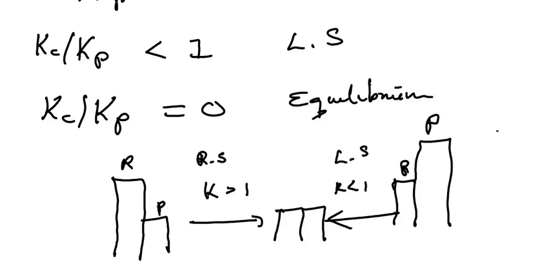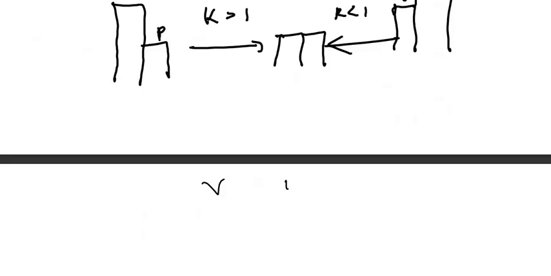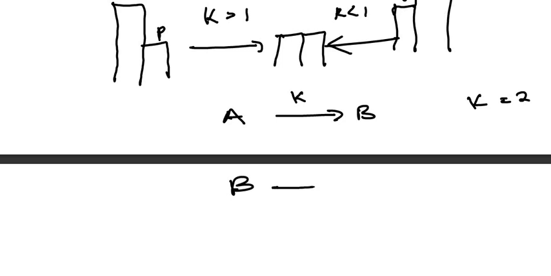Then if I give you an expression, let's say A converted to B, and K is equal to 2 for instance. If I flip this equation, the constant here was 2. If I flip it and say B converts to A, the constant is going to be 1 over K, the reciprocal of what you had. So the K for this reversed equation is just equal to 1 over 2. So you must take note of that.